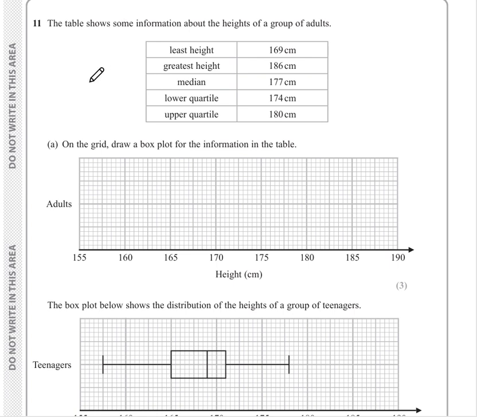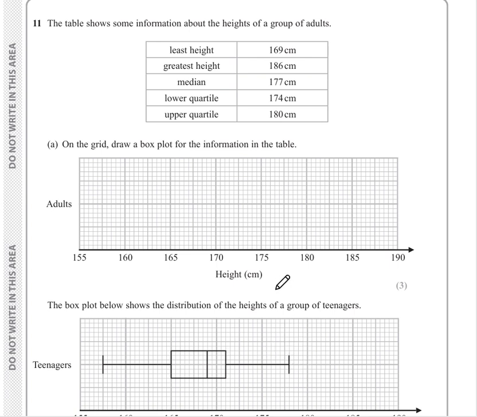Question 11. The table shows some information about the heights of a group of adults. The least height, 169 centimeters, greatest height, 186, median, 177, lower quartile, 174, and the upper quartile, 180 centimeters. On a grid, we've got to draw a box plot for the information in the table. So we're given all the values that we need here. We don't need to calculate any of them. And we've got a little model of what our box plot should look like. So obviously this is the lowest value, lower quartile, median, upper quartile, and the highest value.